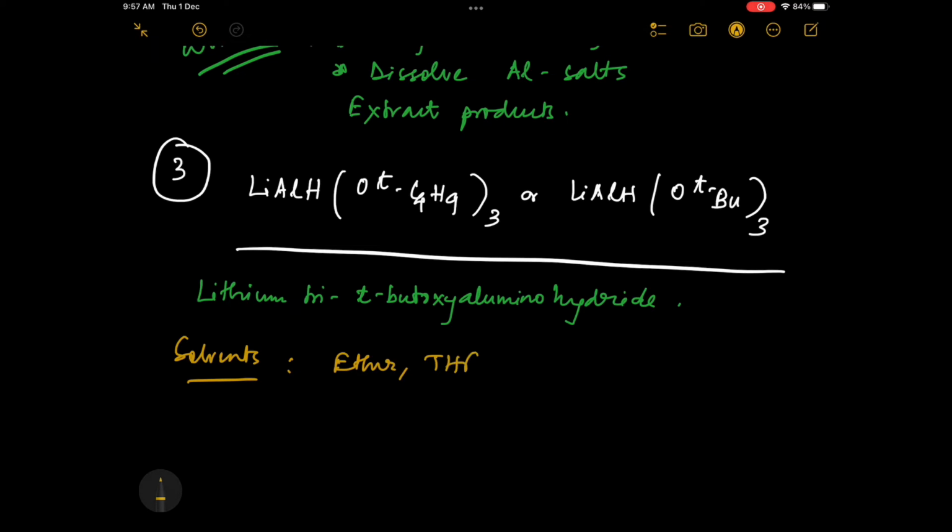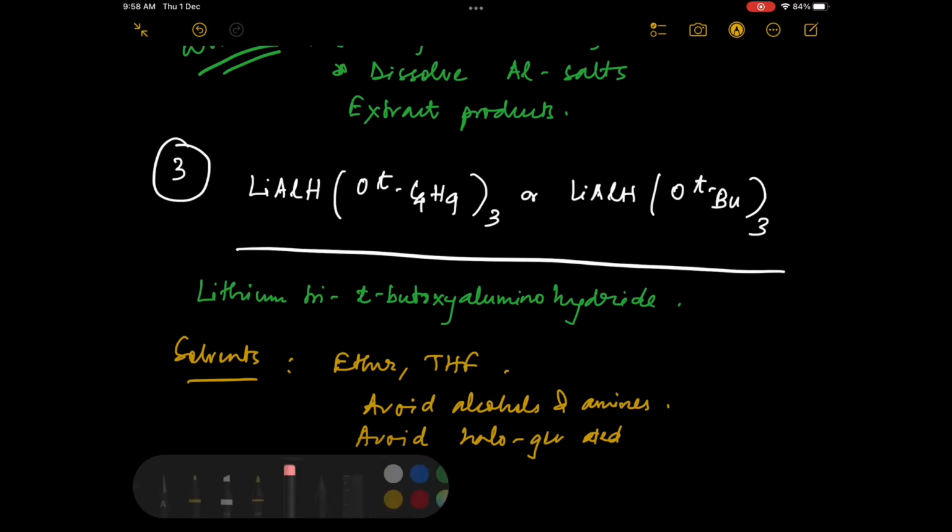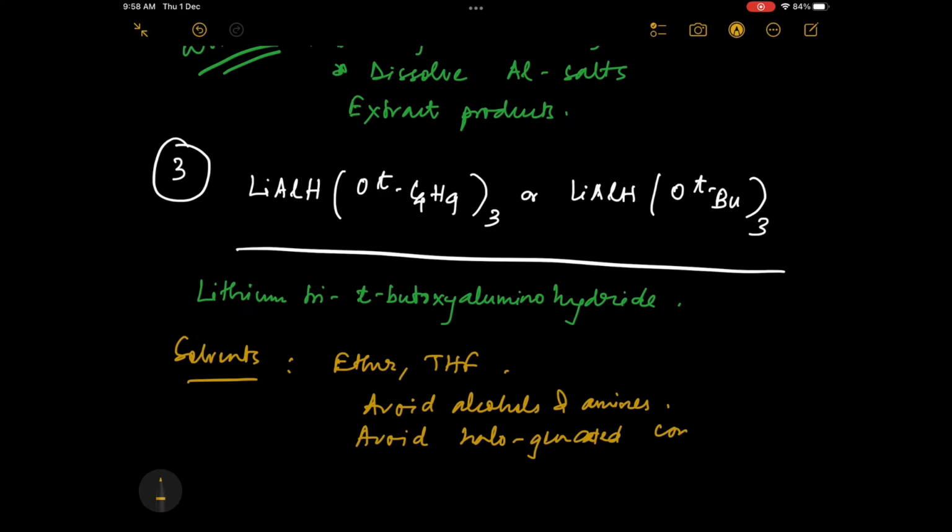The preferred solvents are the same, ether and THF, and alcohols, amines, halogenated compounds, as well as strong acids should be avoided. This is exactly similar to lithium aluminum hydride, only in this case it contains only one H.